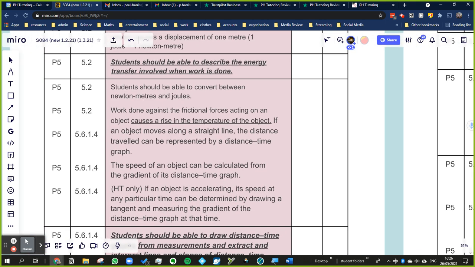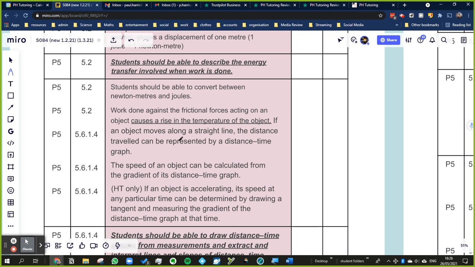Students should be able to convert between newton meters and joules. Well, basically that's quite easy. 1 newton meter is 1 joule. They're the same thing. Work done against frictional forces acting on an object causes a rise in temperature of the object. Yes, because we're doing energy transfer into thermal energy.